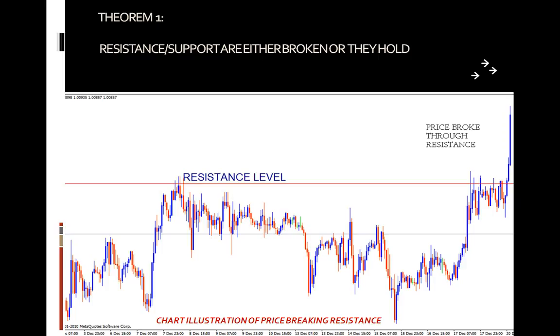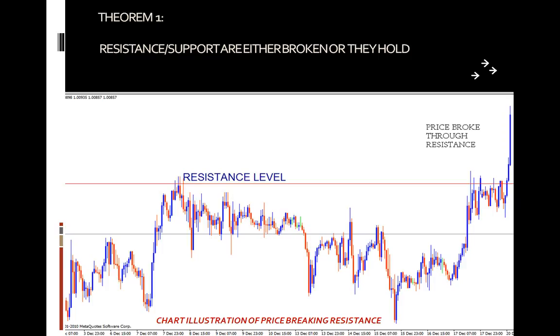Theorem 1. Resistance and support are either broken or they hold. Resistance and support level is either broken or it holds. Now, here is a chart to illustrate that. We have a resistance level as stated on the chart, and we could see price moving up, trying to break it, and finally it was broken. So price broke the resistance level.